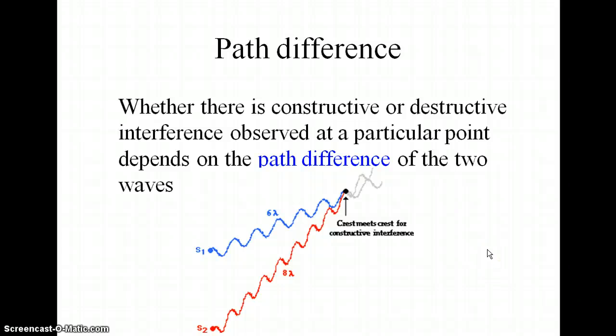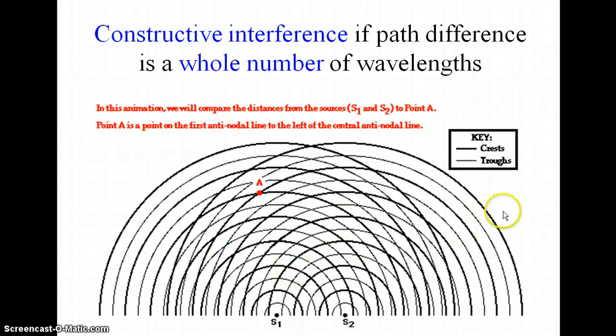I don't know whether it's going to work. Okay, so we can see we've got two sources here. They're in phase. Now, if we meet at this point here, this source is 8 wavelengths. Let's try and count that: 1, 2, 3, 4, 5, 6, 7, 8. This source is 6 wavelengths: 1, 2, 3, 4, 5, 6. So at this point we're going to get constructive interference because the path difference is a whole number of wavelengths. In this case, 2 wavelengths.